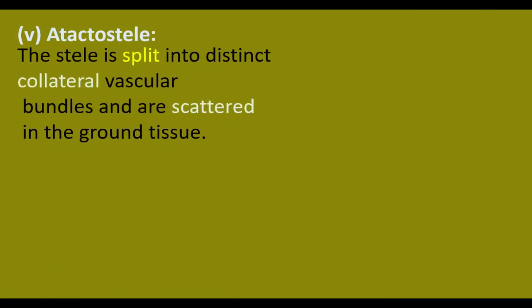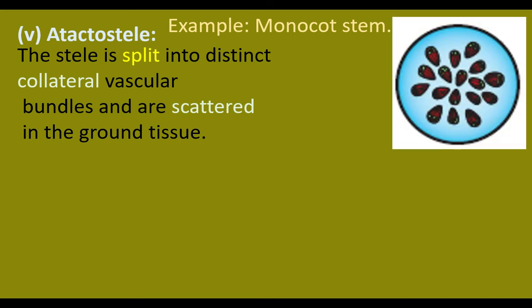Atactostele. The stele is split into distinct collateral vascular bundles. These collateral vascular bundles are scattered in the ground tissue. All the tissues other than outer epidermis and vascular tissues are ground tissue. Example, monocot stem. Here the blue background represents the ground tissue. In the ground tissue, collateral vascular bundles are scattered.